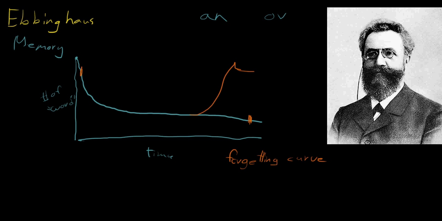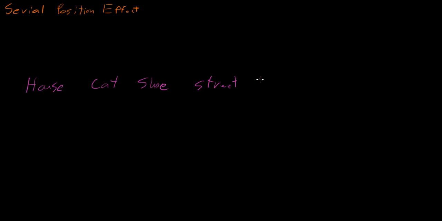He also came up with the learning curve, but that's for a different video. The other thing that he came up with that's interesting is the serial position effect, and this has nothing to do with what you eat in the morning for breakfast. This is serial, meaning in a series, like in order, a bunch of nonsense syllables, or even actual words. So if I say house, cat, shoe, street, box, book. I think you can tell I'm just looking around for random words.